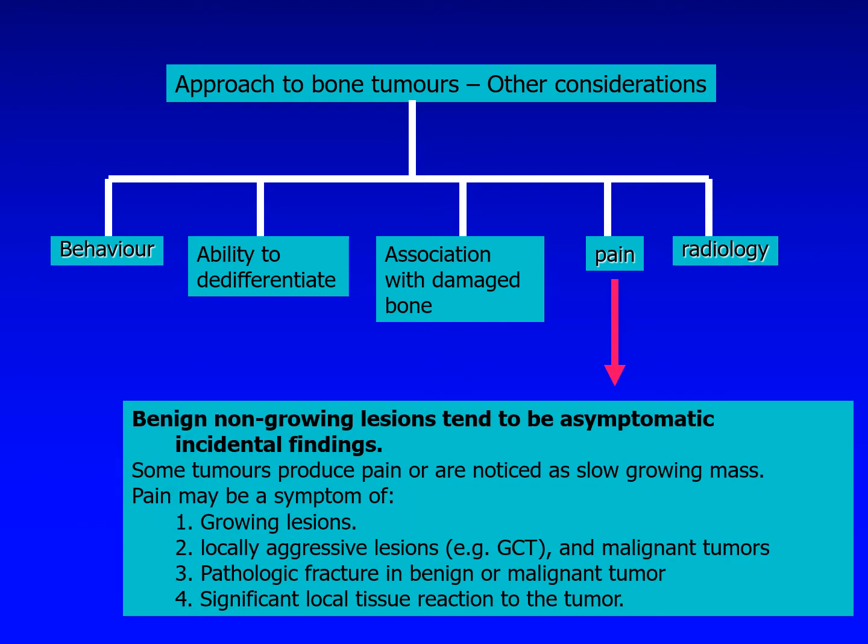Benign non-growing lesions tend to be asymptomatic incidental findings, but some tumors produce pain or are noticed as a slow-growing mass. Pain may be a symptom of growing lesions, locally aggressive lesions such as giant cell tumors and malignant tumors, pathologic fracture in benign or malignant tumors, and significant local tissue reaction to the tumor.